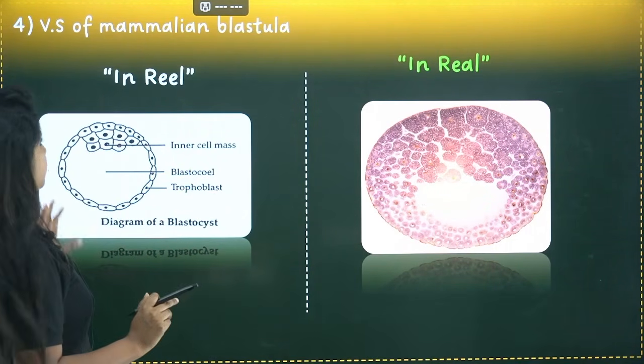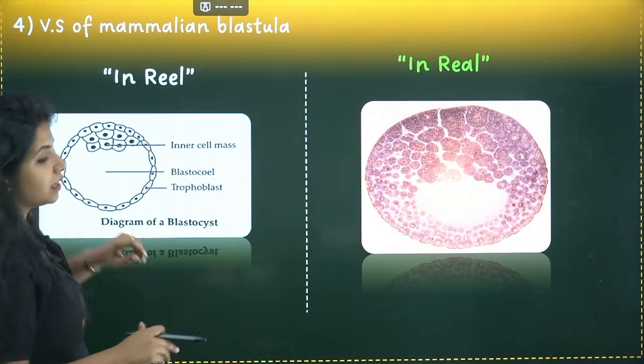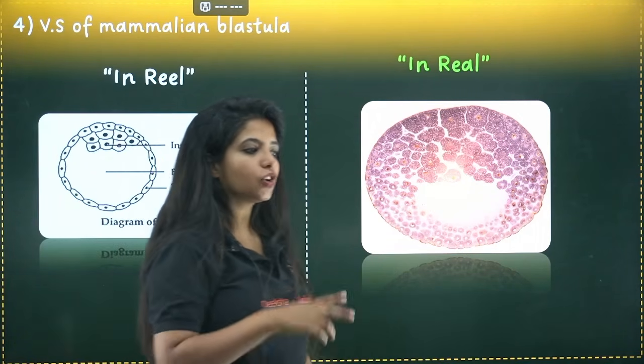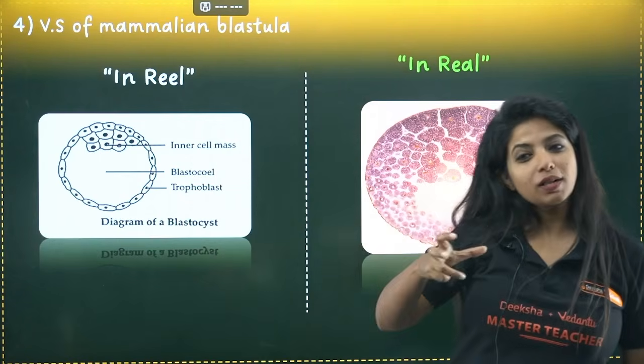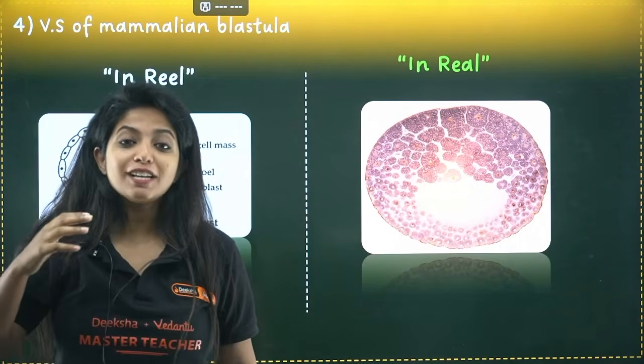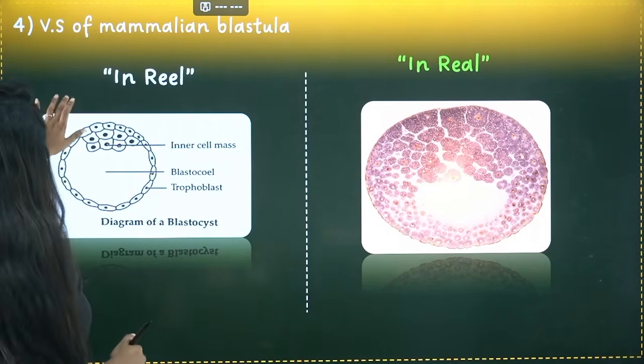In the mammalian blastula, blastula is a stage in embryonic development. In the case of human beings, we do not call it blastula. Rather, we call this stage the blastocyst stage. What do you call this? Blastocyst stage. And what is exactly happening over here?